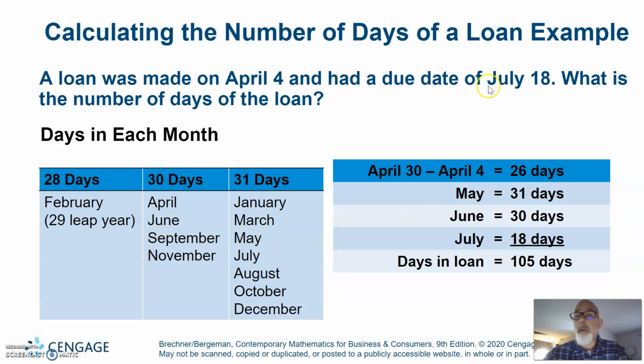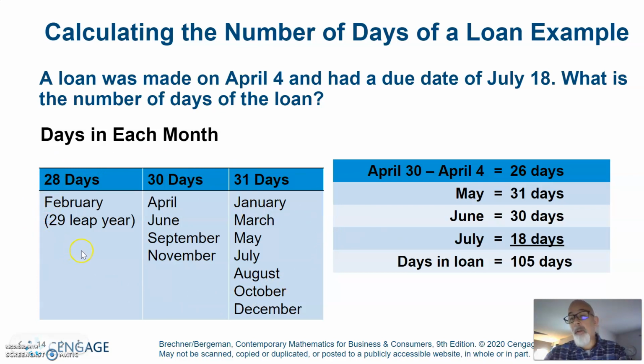The last month is July 18th. You simply write down the day that it's due. So all you have to do is add up all 4 of these numbers to give you the 105 days. So again, most examples that we're going to work with are going to be pretty straightforward. Again, use this chart right here to help you out a little bit with understanding.